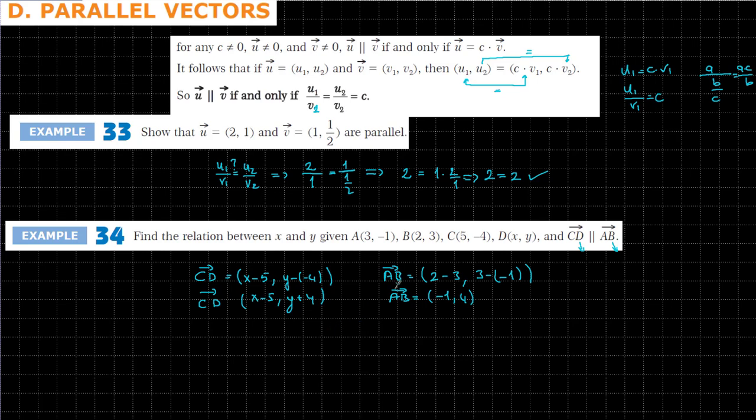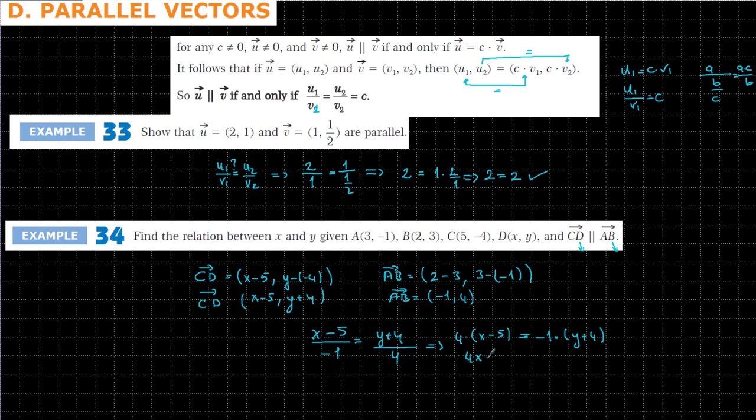So if they are parallel to each other, the components, x minus 5 over minus 1, should be equal to y plus 4 over 4. This is the condition. So we are going to find the relation between them by cross multiplication: 4 times x minus 5 is equal to minus 1 times y plus 4.